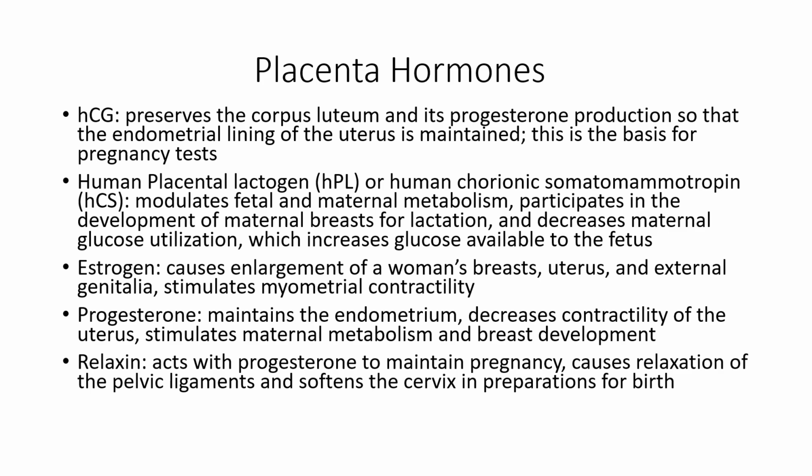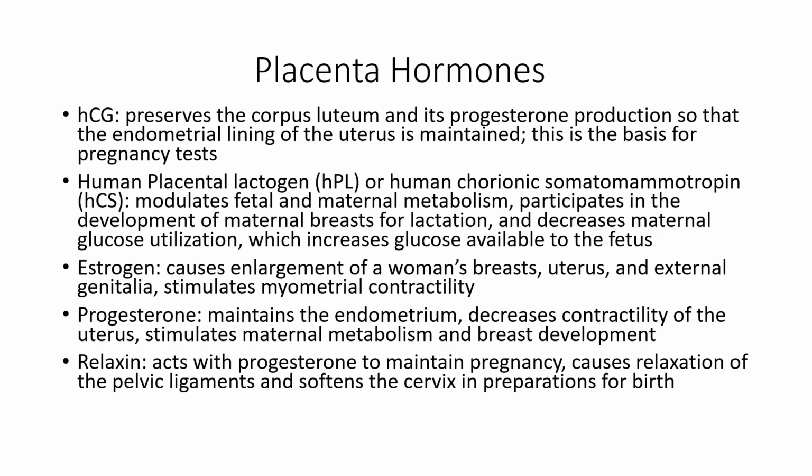Estrogen is a very important hormone that is produced by the placenta. It helps with the uterus enlarging as it's accommodating the fetus. As the baby grows, the uterus grows as well. Not only that, it also helps get ready for the birth process. So the genitalia will enlarge, as well as stimulate future myometrial contractility, which is the uterine contractions.